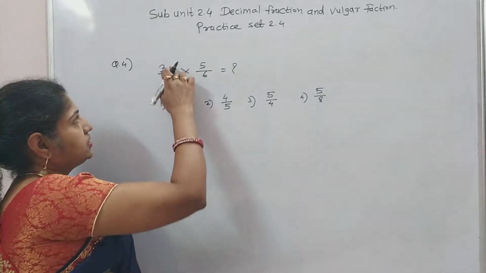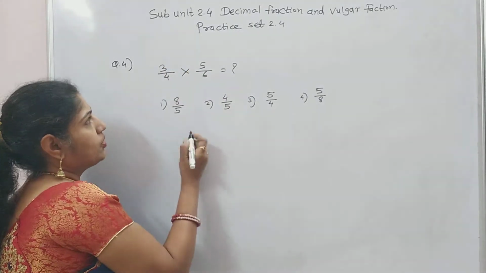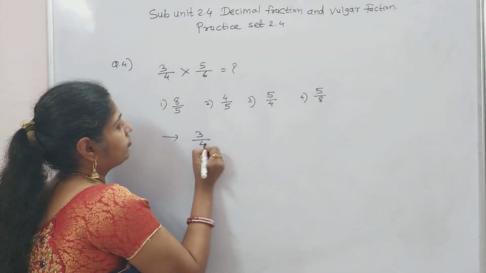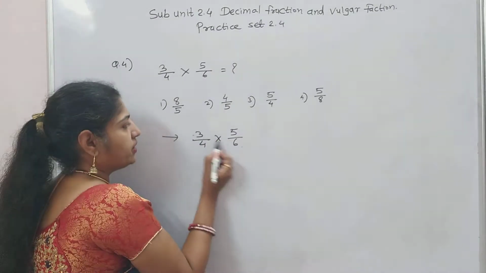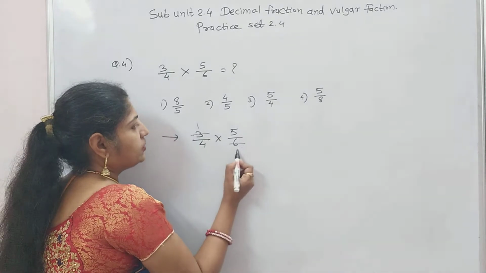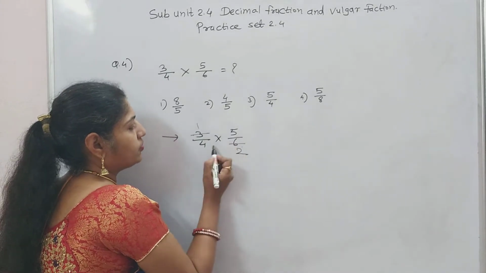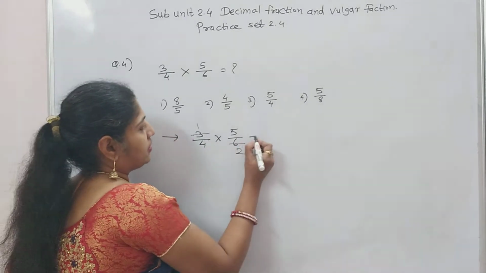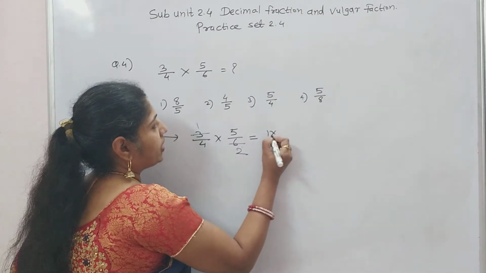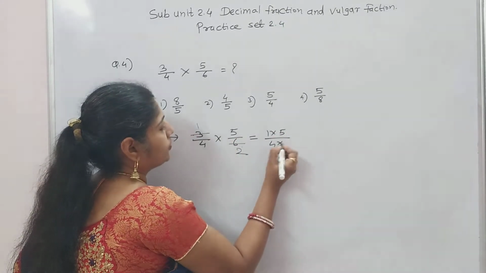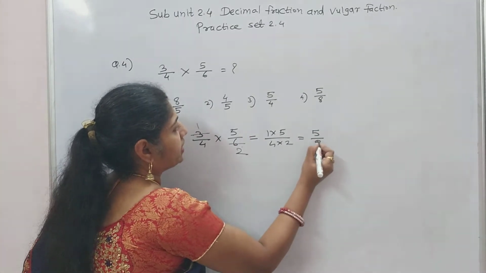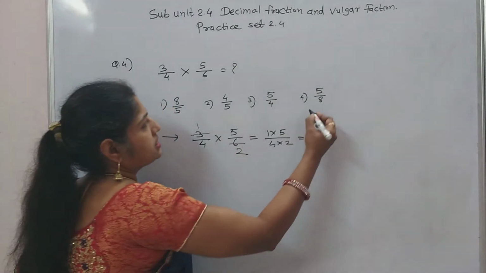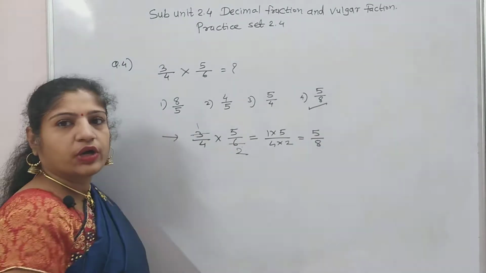Next question. 3 upon 4 into 5 upon 6. In numerator and denominator, 3 1s are 3, 3 2s are 6. Now 4 and 5. 1 into 5 upon 4 into 2. 1 into 5, 5, 4 into 2, 8. That is, answer is option number 4, 5 upon 8.